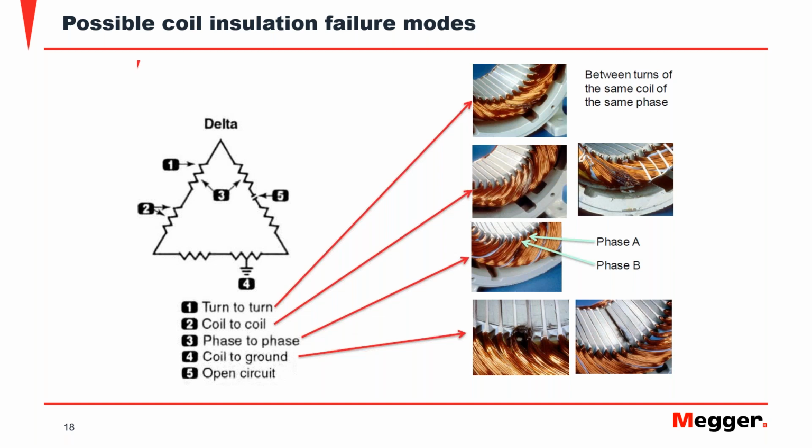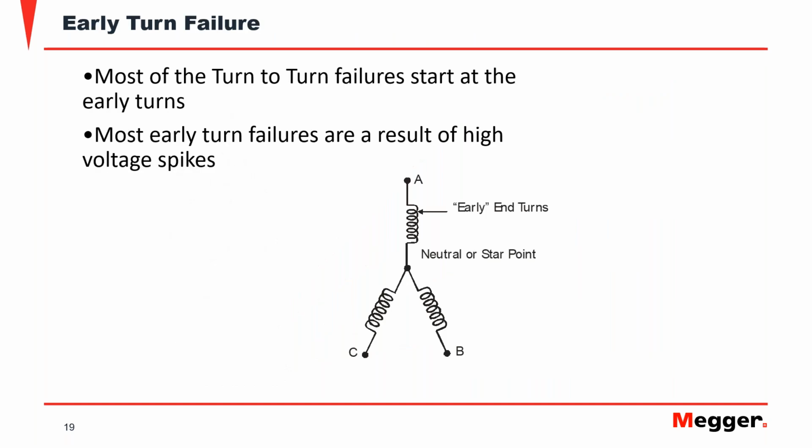Now, where do those turn-to-turn faults happen? Well, most of these turn-to-turn failures start at the early turns. When we say early turns, these are the turns in the machine or in the winding that are closer to the leads of the machine. Why? Because of the way the voltage is distributed inside of the winding when we have voltage spikes. We will see later on, I have a slide where I show the voltage distribution on the winding and how we can see that the voltage is not distributed equally or linearly across the winding.